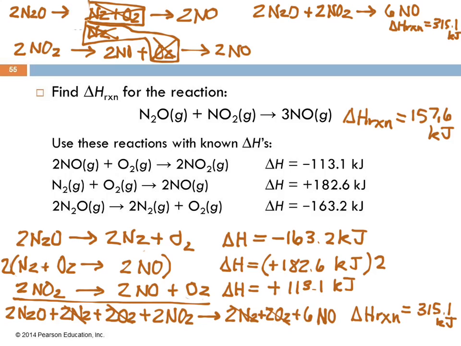And what you can do with these given equations is you can reverse them and you can multiply them by things. You could multiply them by 1/2 if you needed to, or some other fraction. You can multiply them by a number. Just remember that whatever you do to the equation, you have to do to delta H. If you flip the products and reactants, then you flip the sign.